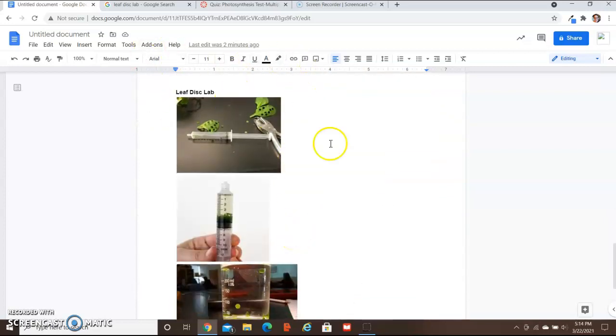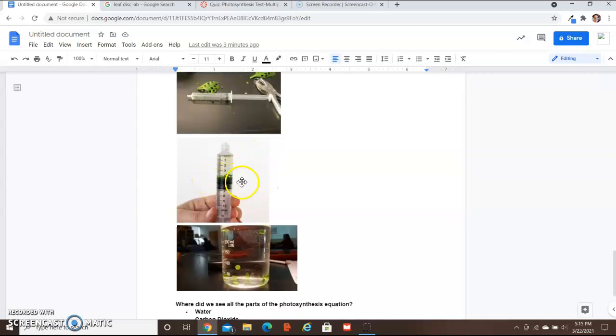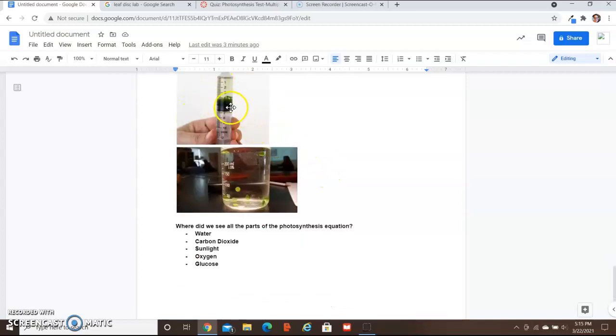Lastly, we did a leaf disc lab. So what we did with this is we punched out a whole bunch of little discs from a leaf, and then you put them in a syringe. You sucked up inside that syringe a solution that was made up of water and baking soda. And then you basically drowned these little leaf discs. You filled all of the cells that may have had air inside of them with this liquid. And then you dumped those little leaf discs in the bottom of your beaker. Then you put this bright light over the top, and we sat and watched and waited until all of the discs rose. They rose only after they formed little bubbles on the top.